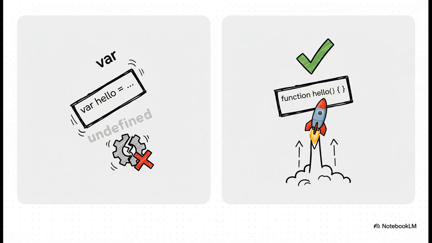If you try to call that variable as a function before the assignment, you're literally trying to execute undefined as a function, which, yeah, that's a type error. Totally different from function declarations, which are hoisted, body and all.